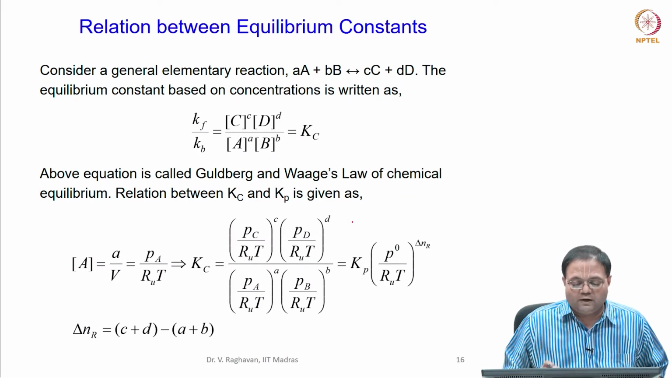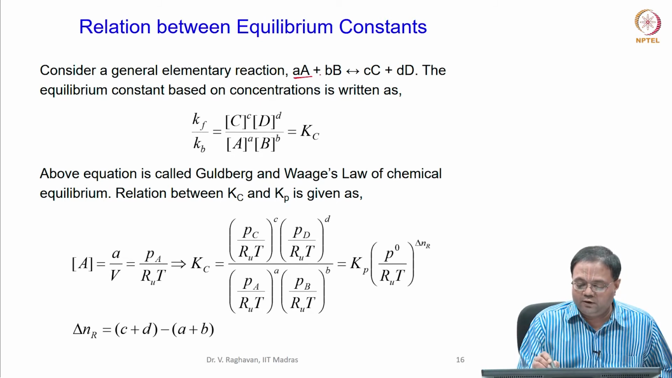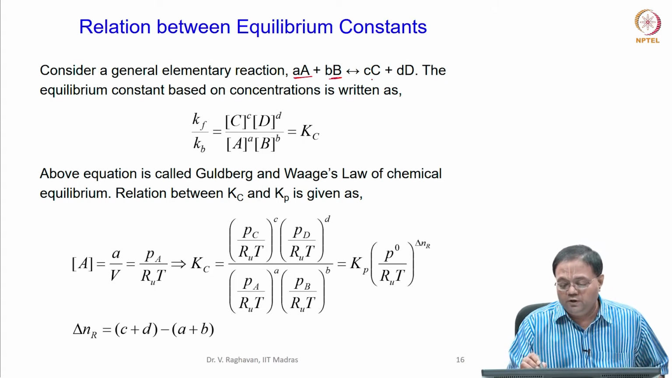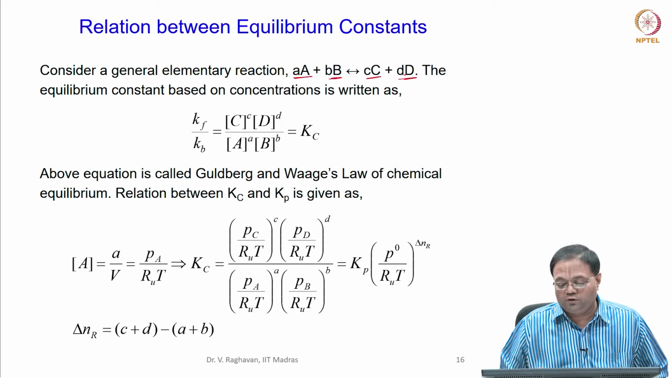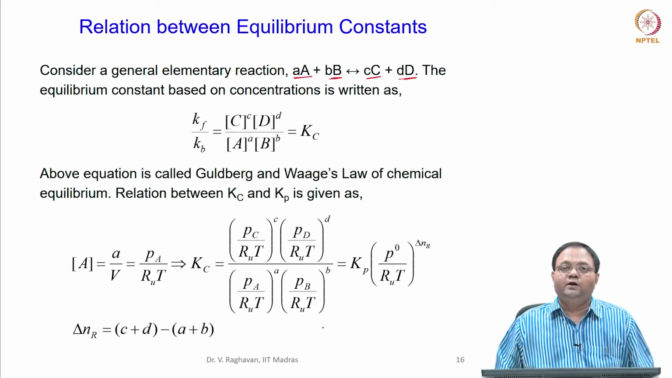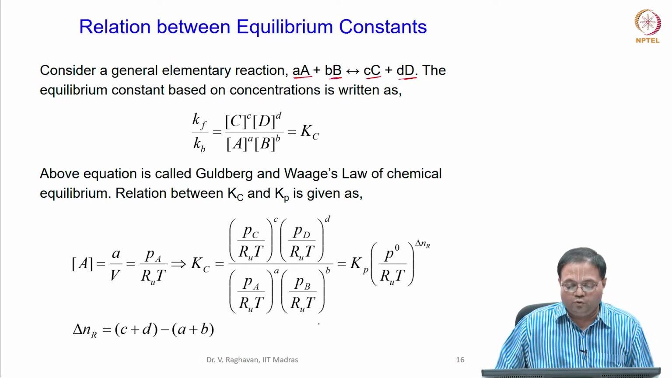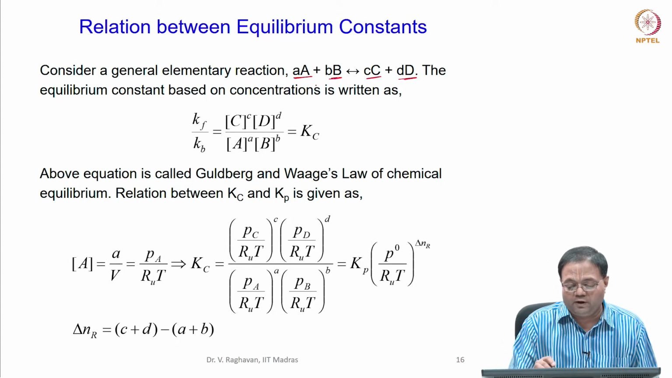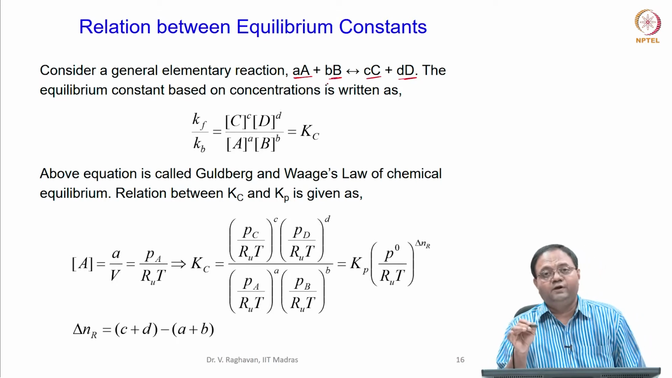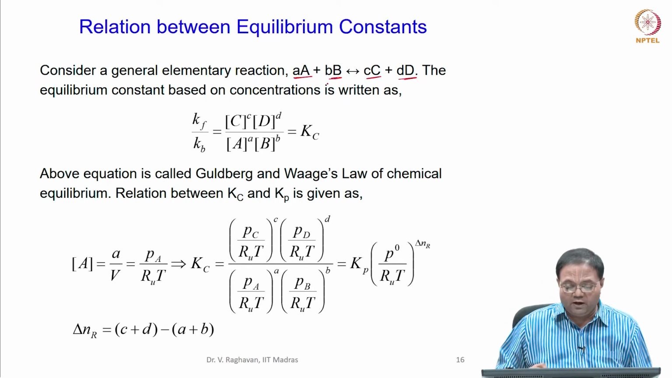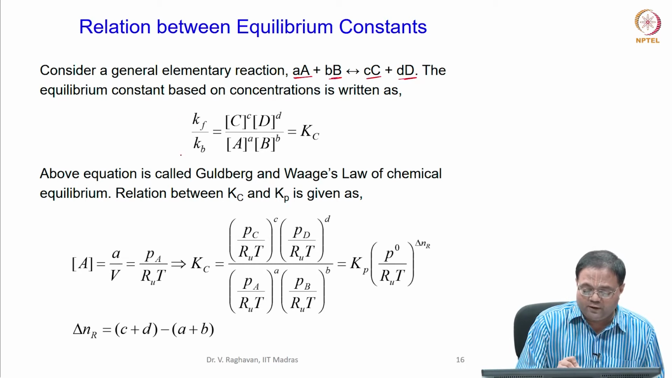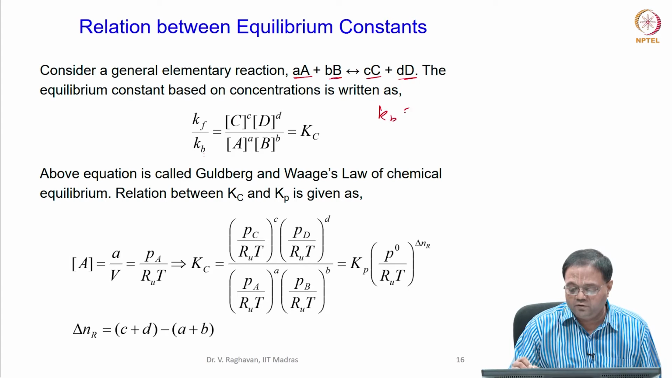So consider a general reaction. Capital A, capital B are the species, and small a and small b are the stoichiometric coefficients. Similarly, capital C and capital D are the product species, and small c and small d are the stoichiometric coefficients. So small a times capital A plus small b times capital B giving small c times capital C plus small d times capital D is the general elementary reaction I consider.